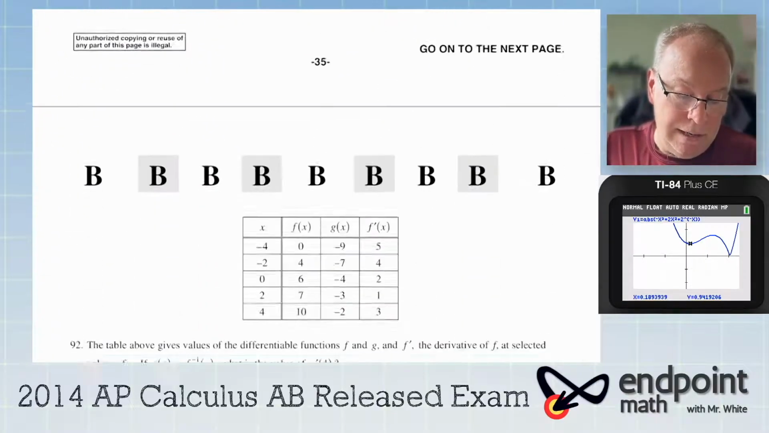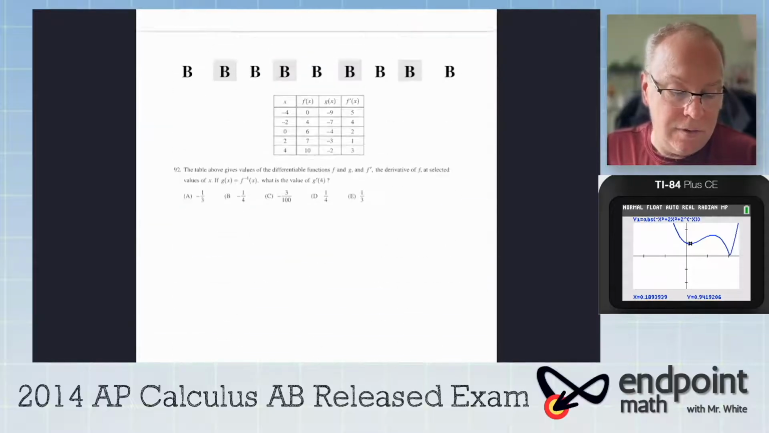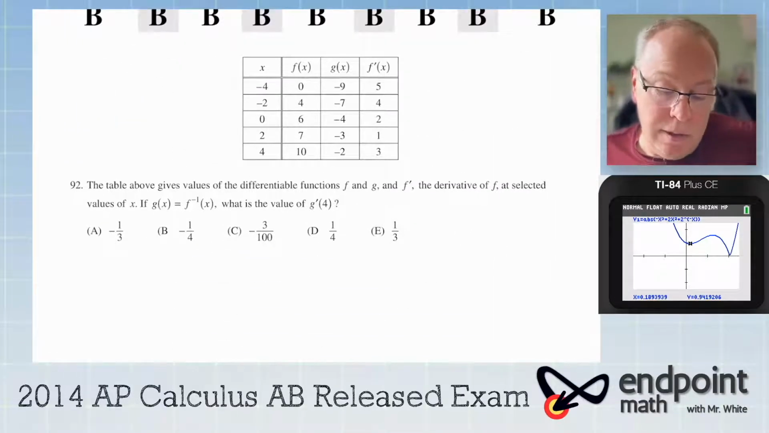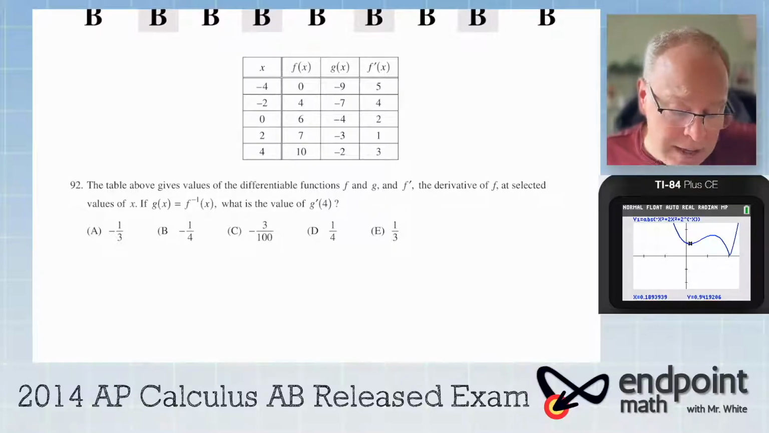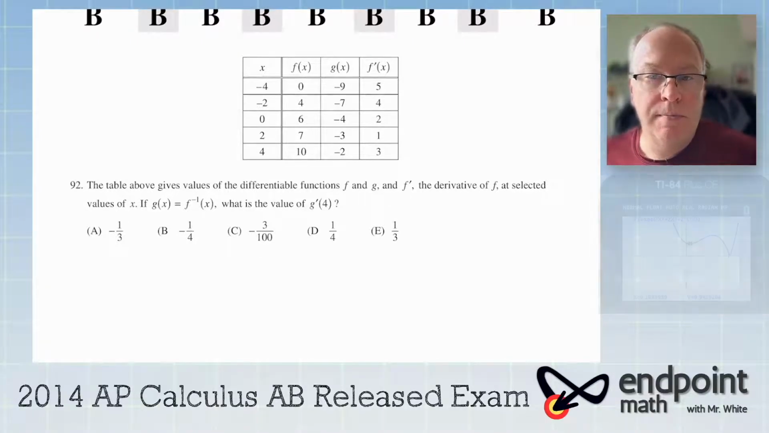All right, number 92. I think this might be the last one, and it is. So here we go. You ready? This is a good one. I like this one when I previewed it earlier. A table gives values of the differentiable function. Let me get rid of my calculator here. I don't know that we're going to need it anymore. It might be a distraction.